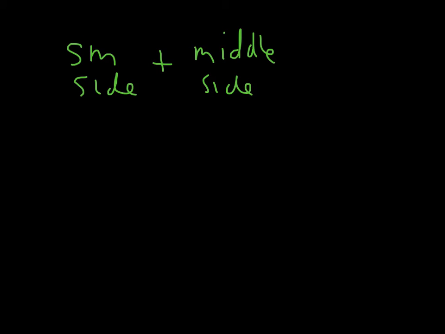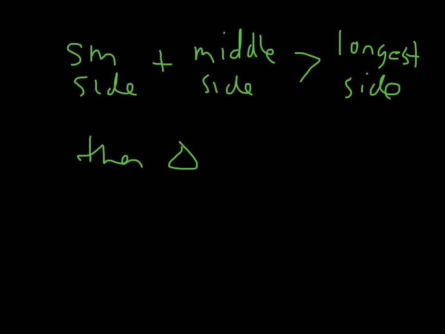And the easy way to do it is if you take the 2 small sides. So if you take the small side and the middle length side, as far as length of measure, if the sum of the 2 small sides in a triangle is bigger than the longest side, then a triangle is possible to be formed.